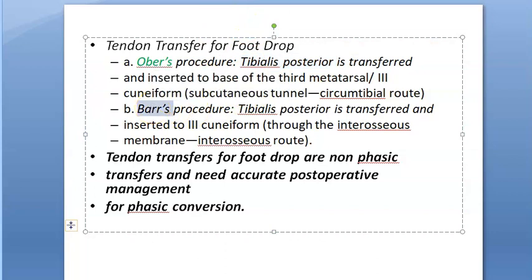Then Barr's procedure. Tibialis posterior is transferred and inserted to the third cuneiform through the interosseous membrane, interosseous route. This one is subcutaneous tunnel, circumtibial route. So this is circumtibial route and this one is interosseous route. Okay, so Ober and Barr.